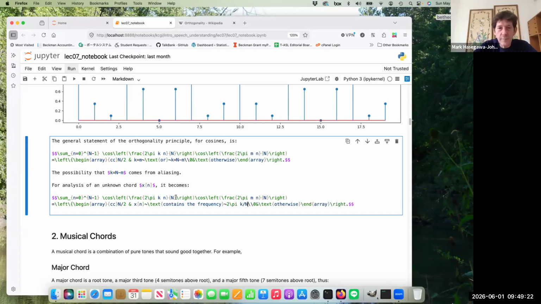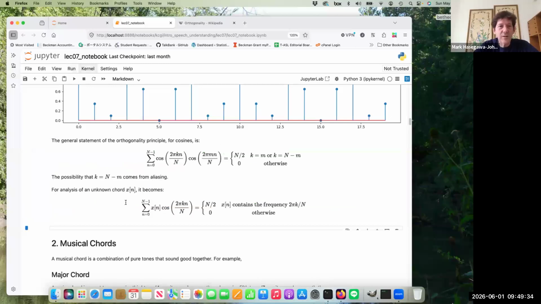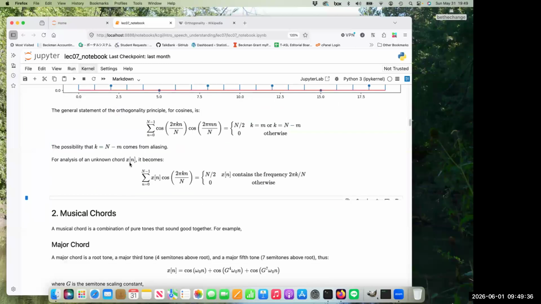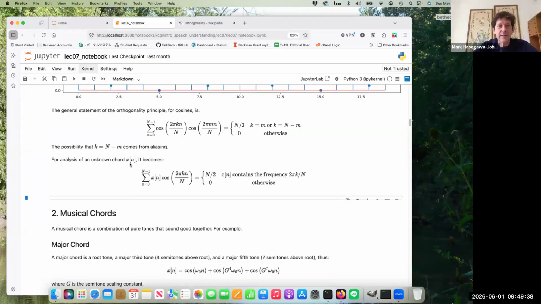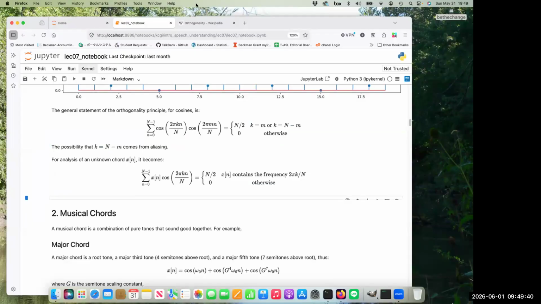There, I think that formula will print right. Let's see. There we go. Could you please mute?